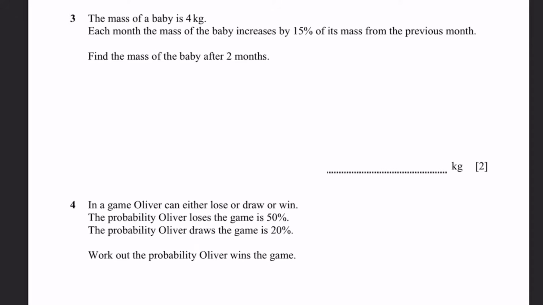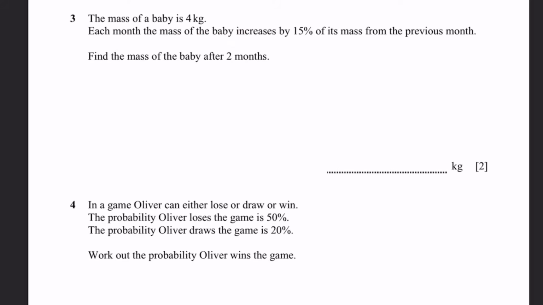Question 3. The mass of a baby is 4 kilograms. Each month, the mass of the baby increases by 15% of its mass from the previous month. Find the mass of the baby after 2 months. Well, this one can be found using the compound interest formula. In this case, it's not the money which increases or the interest, it's just the mass of the baby.